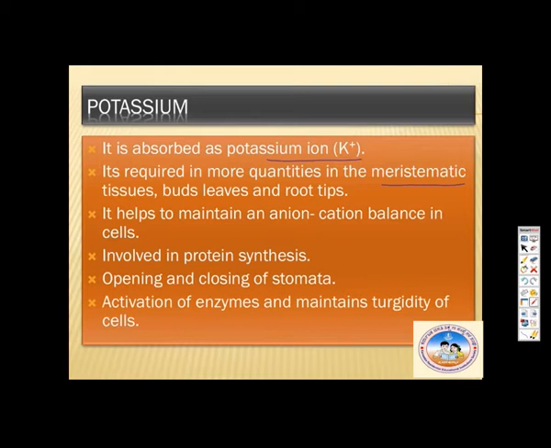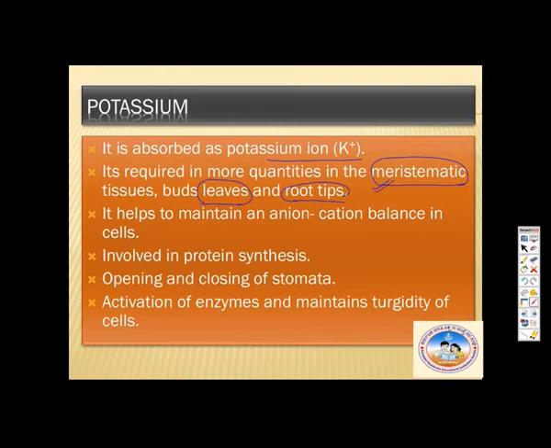When you take a ratio, potassium shows better meristematic activity, and it is usually required by buds, leaves, and root tips. Why? Usually at the shoot apex and the root apex, meristematic activity will be at its peak. So in these regions you require meristematic activity, and hence potassium will be more concentrated at these two regions. Moving ahead, it helps to maintain an anion and cation balance in the cells.